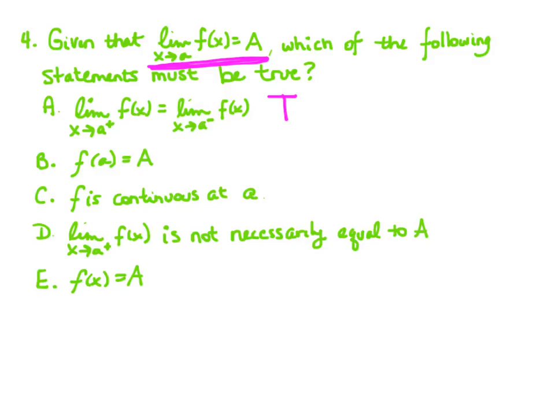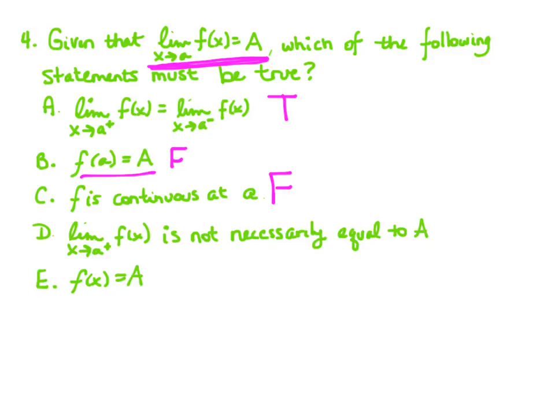Answer B says that the value of the function at little a is equal to capital A. That does not have to be true. Just because a limit exists doesn't mean that the value of the function also exists and equals the same value of the limit. Remember that when we have a limit, there could be a hole at that point in the function. Answer C says f is continuous at a. Again, that does not have to be true. If f was continuous at a, then answer B would have to be true. And since we've already said that answer B is false, answer C has to be false as well.